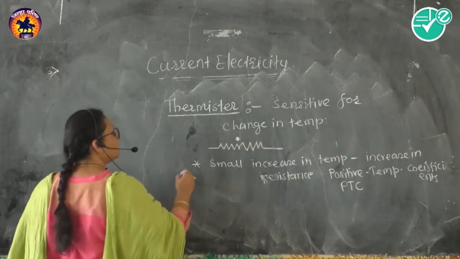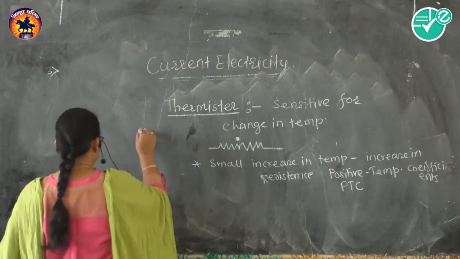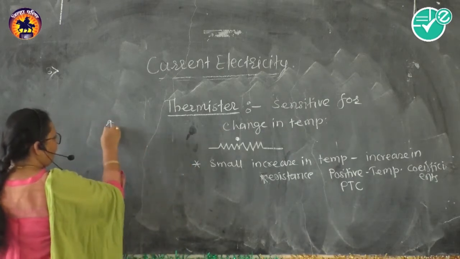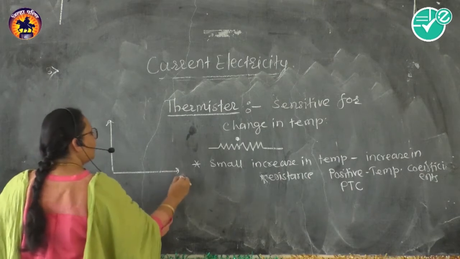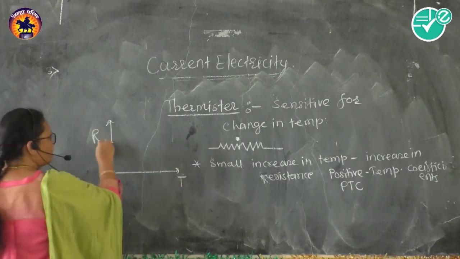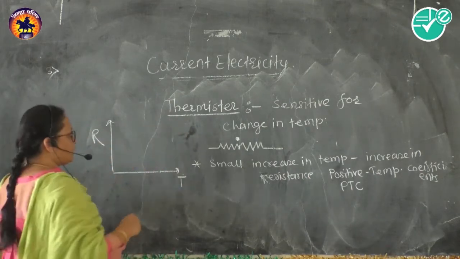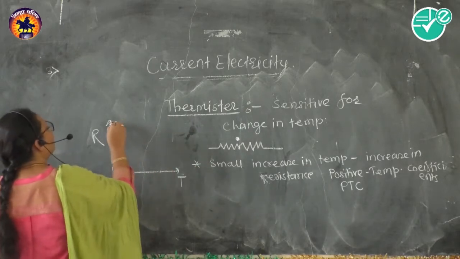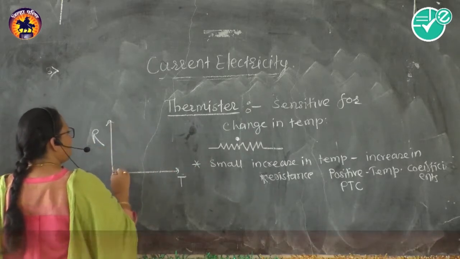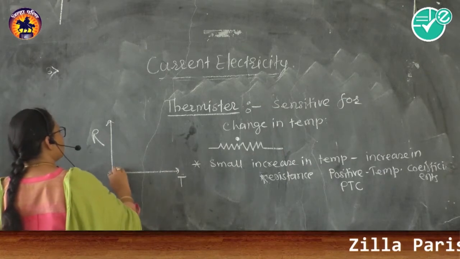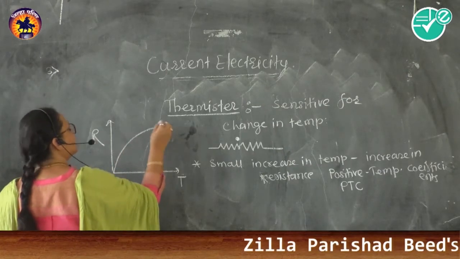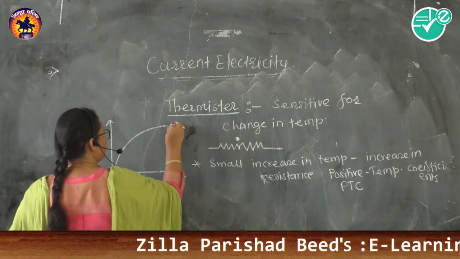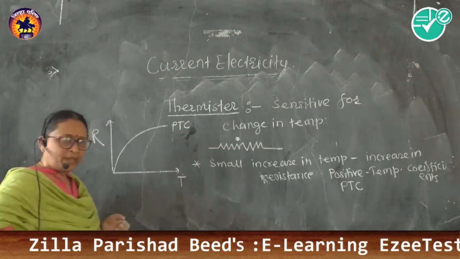And if we plot a graph between temperature and resistance in case of thermistor having PTC, then you will get increase in temperature causes increase in resistance. So that graph is like this. So this is for PTC.